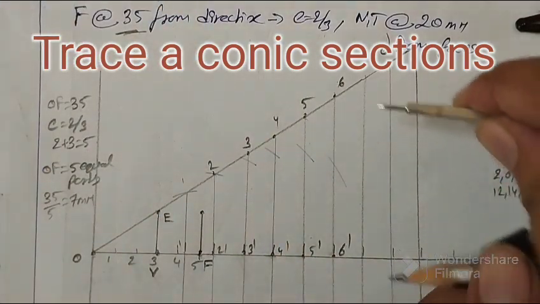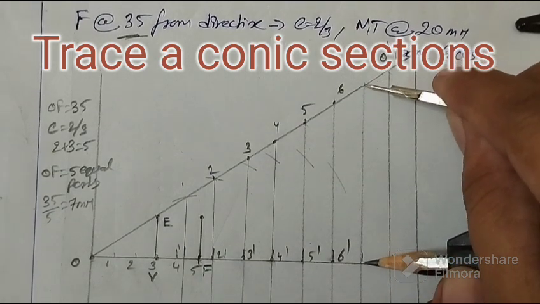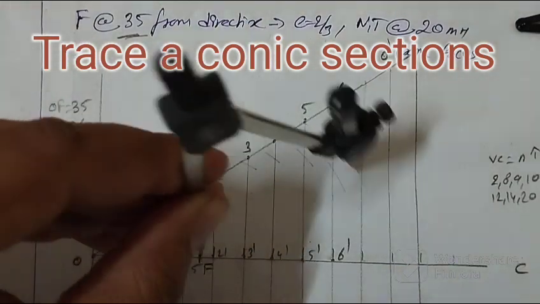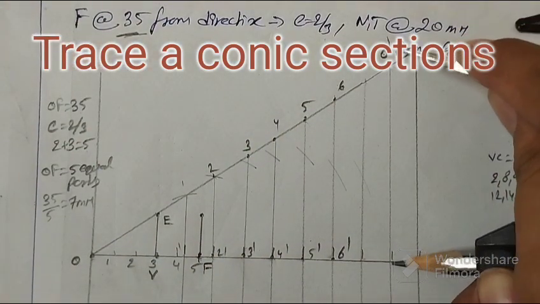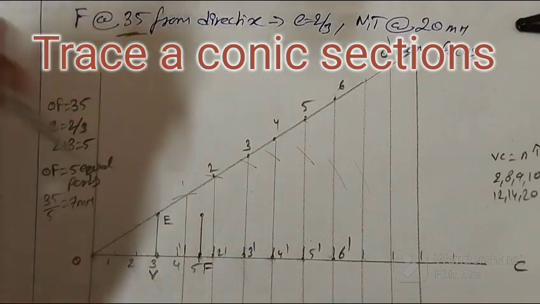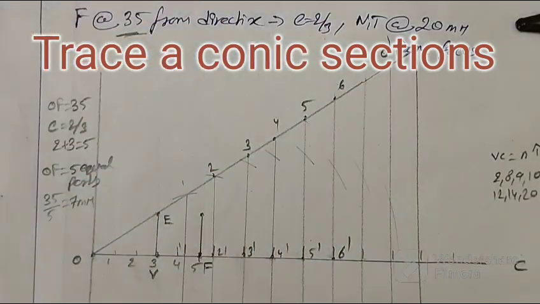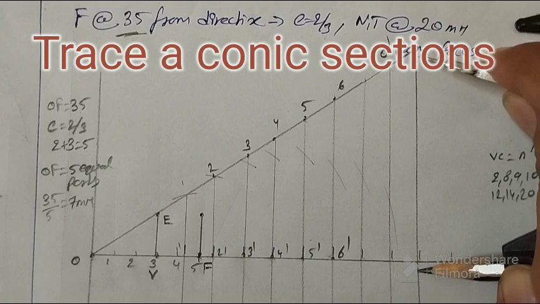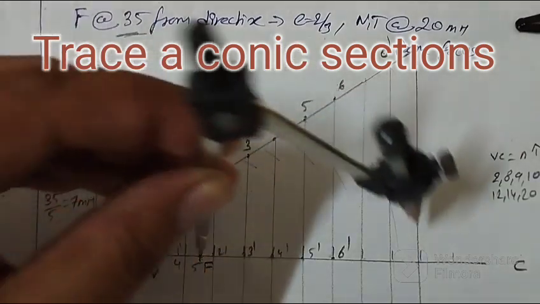You can measure again 7 and 7 dash. If this is my point 7, measure 7 and 7 dash, F as center, again cut 7 and 7 dash. Measure the next one, 8 and 8 dash, F as center, cut 8 and 8 dash. Now measure 9 and 9 dash, F as center, cut.